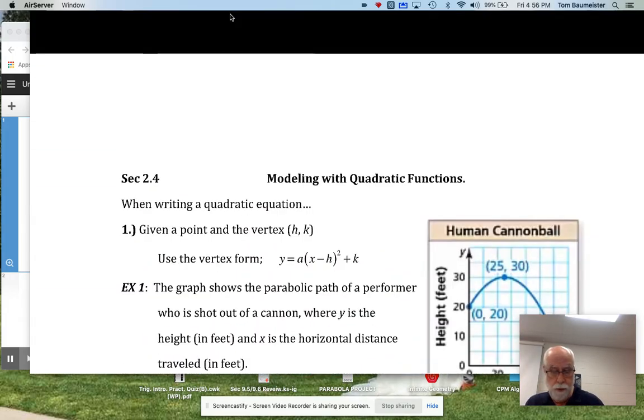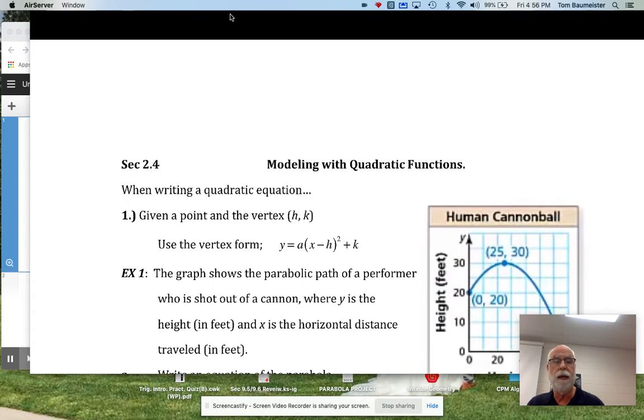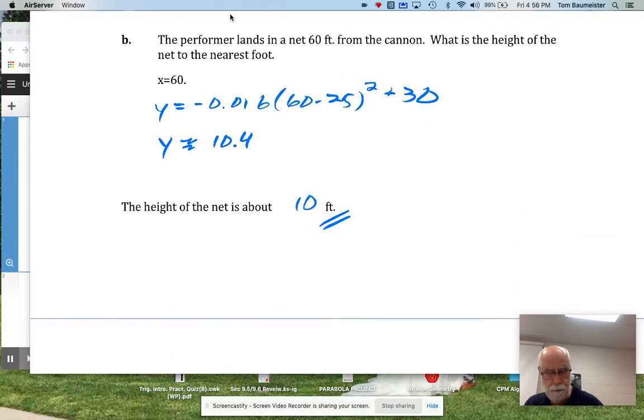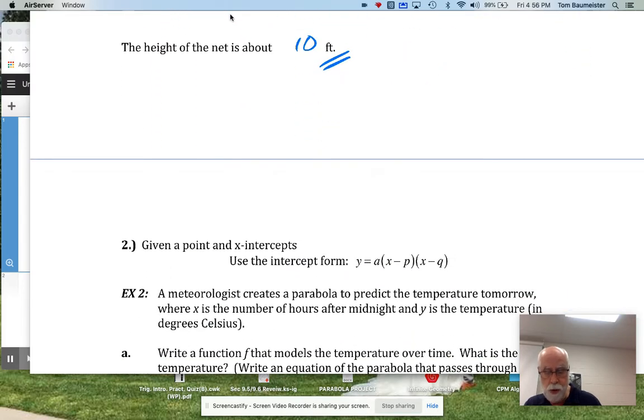Again, remember what we're doing is writing a quadratic equation. The first time we were given a point and the vertex. The second example is when we are given a point and the x-intercepts. Remember, when we have the x-intercepts, we are going to use our x-intercept form, where y is equal to a times (x minus p) times (x minus q).